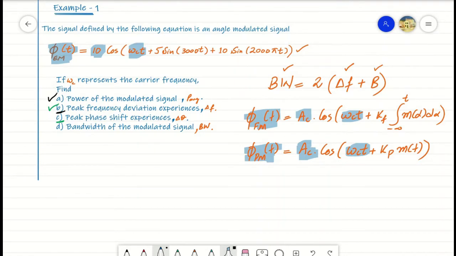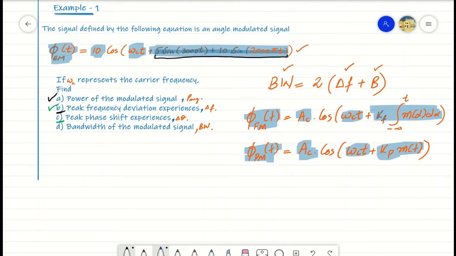This concludes that the remaining portion in the expression of this exponential modulated signal represents either the integral of the information signal if it is a frequency modulated signal, or, if it is a phase modulated signal, then this shift portion represents the information signal in its original form. So for a frequency modulated signal, this part represents the integral of the information signal, and for a phase modulated signal, this part represents the information signal in its original form.